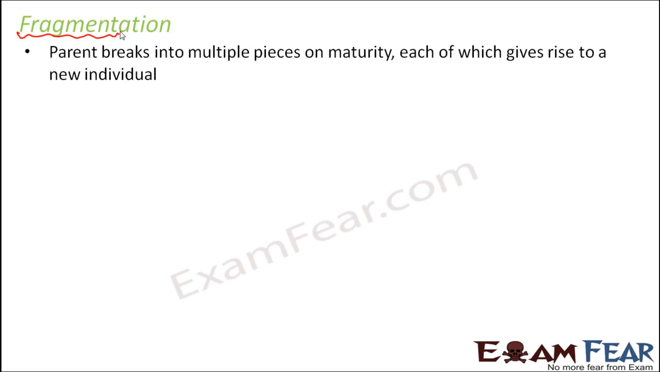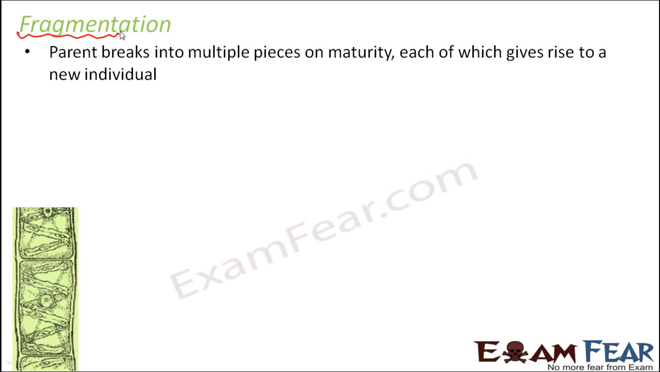This breaking of the parent happens on its own. Nobody externally breaks the parent. The parent itself breaks on its own as soon as it becomes mature. Each piece is known as a fragment, and that is why this process is called fragmentation. This process is not possible for all multicellular organisms, and it is seen only in simple multicellular organisms like the green algae, say Spirogyra. That is where we generally find fragmentation.